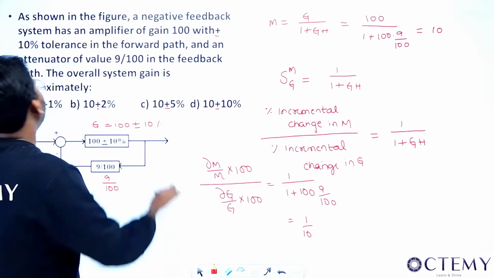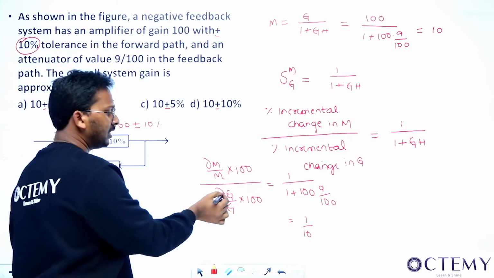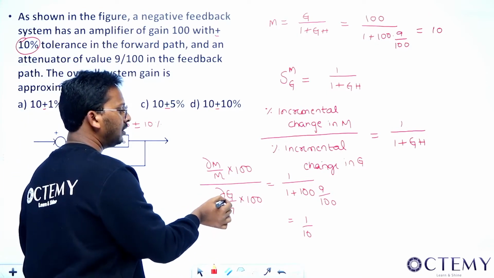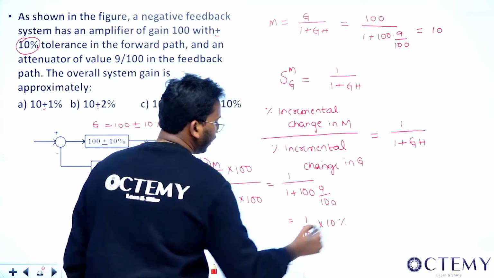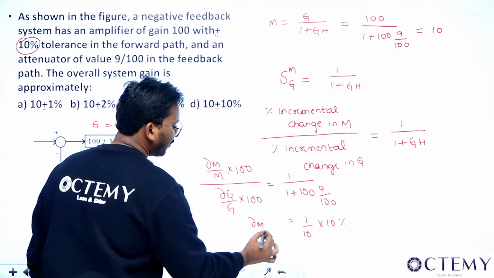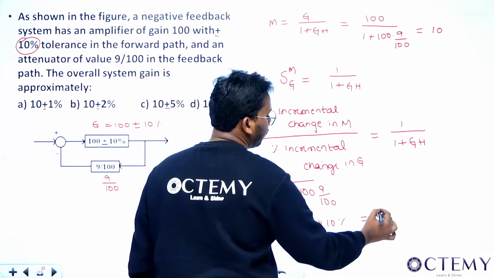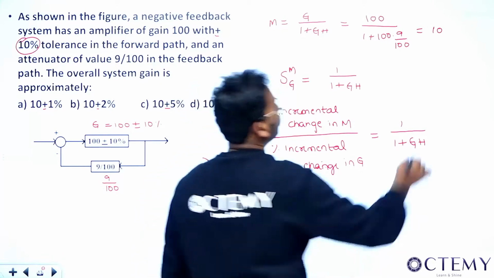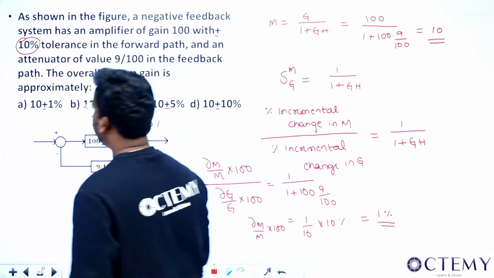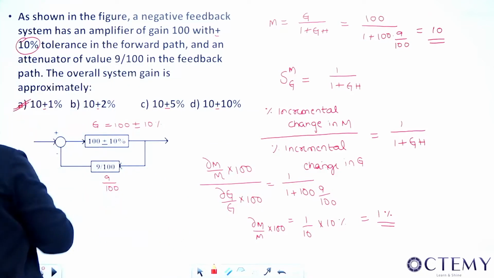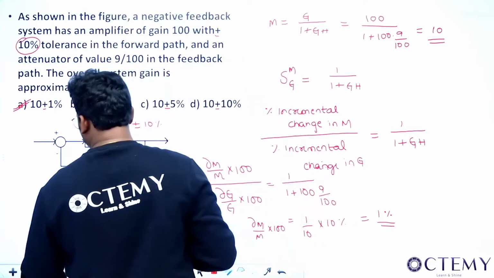Now, whenever this 10% tolerance is given, the meaning of 10% is this: dou G by G into 100 is 10%. So if you do this 10% here, and this will be dou M by M, this is percentage change in M. So this will be equal to how much? 1%, right? So you got M is 10 and percentage change in M is 1%. So the answer will be 10 plus or minus 1%. Right? You can do this problem in another way also.